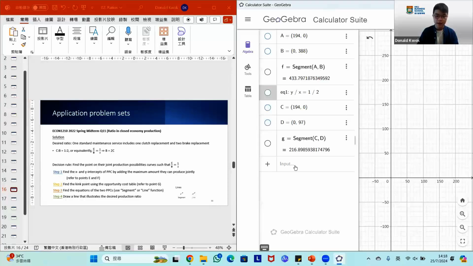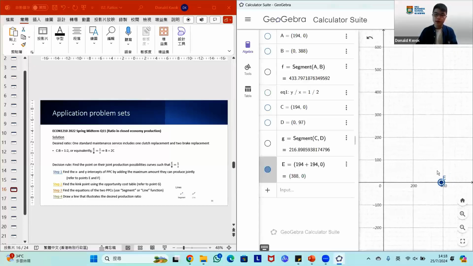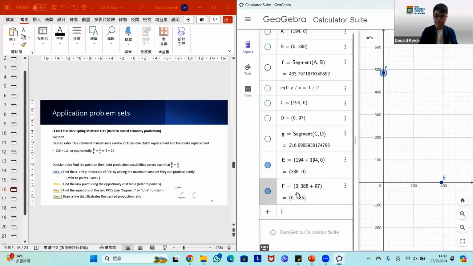The x-intercept of their joint PPC means that if they only produce brake, what would be the number of brake replacements that they can perform? It would be 194 plus 194 as the x-intercept of their combined PPC. How about the y-intercept? It simply means the number of clutch replacements that they can perform if they only perform clutch replacement. It will be 388 plus 97. So this is step 1, to find the x and y intercepts of their joint PPC.